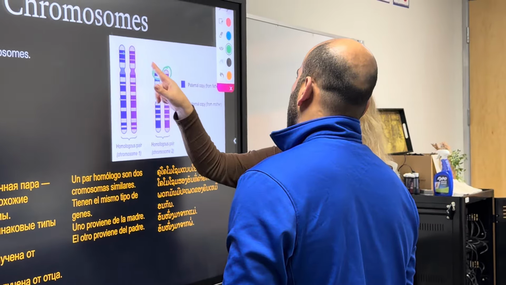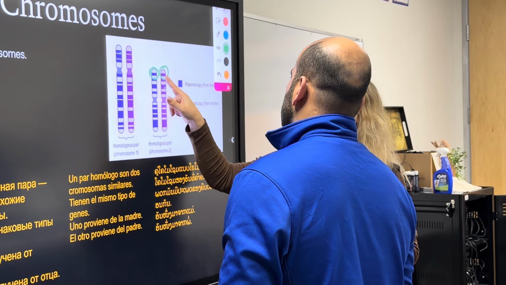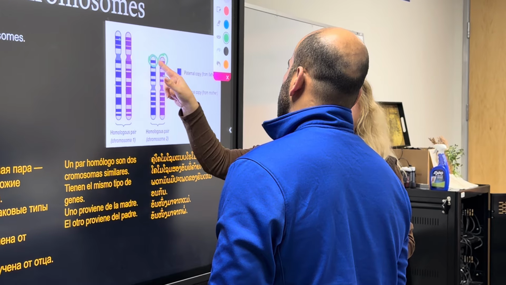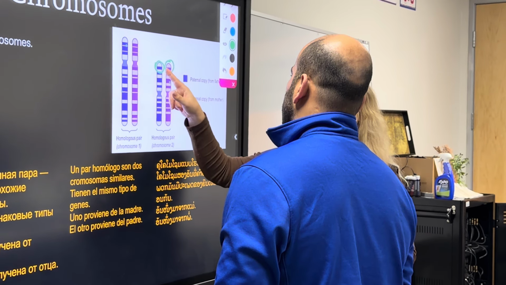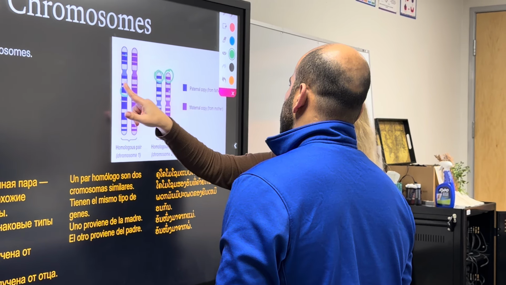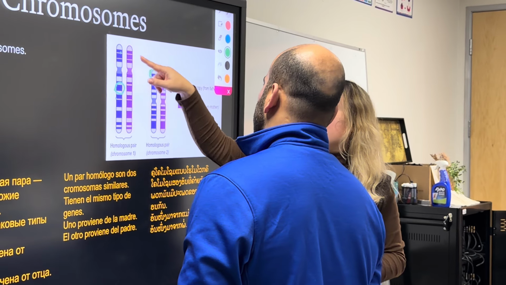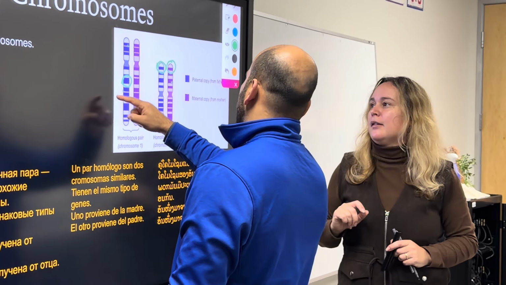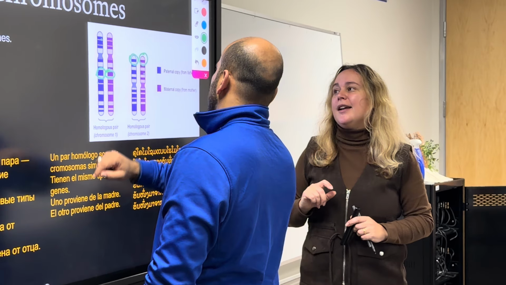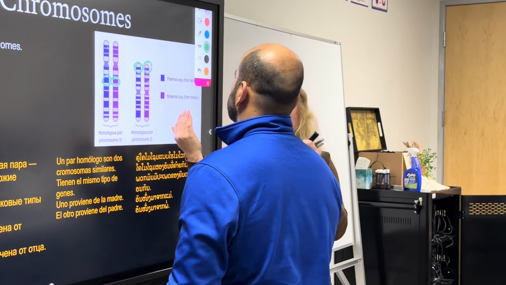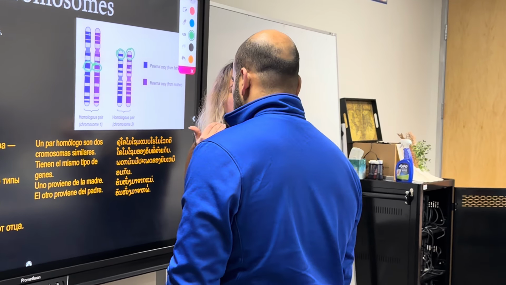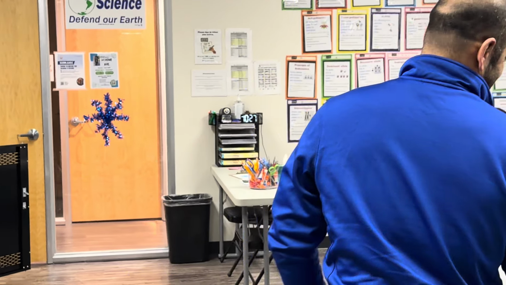Homologous means they look the same. And this allele and this allele, they're responsible for the same thing. Okay. Find the pair for this allele in the pink one. Exactly. Look at that. They're coming to each other to work together and create one gene. That's it. Good job.